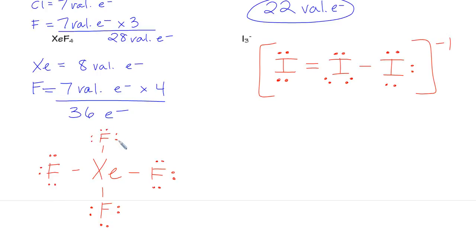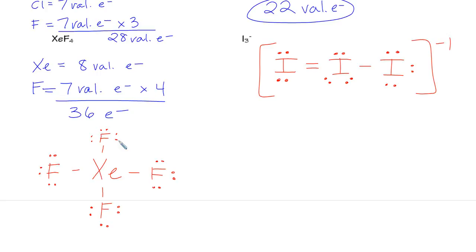I like drawing these Lewis structures. I think it's like a fun game. Let's see if we can figure it out. Okay, let's see what we got. What's the damage? 2, 4, 6, 8. 8 times 4. Right now we only used 32 electrons.